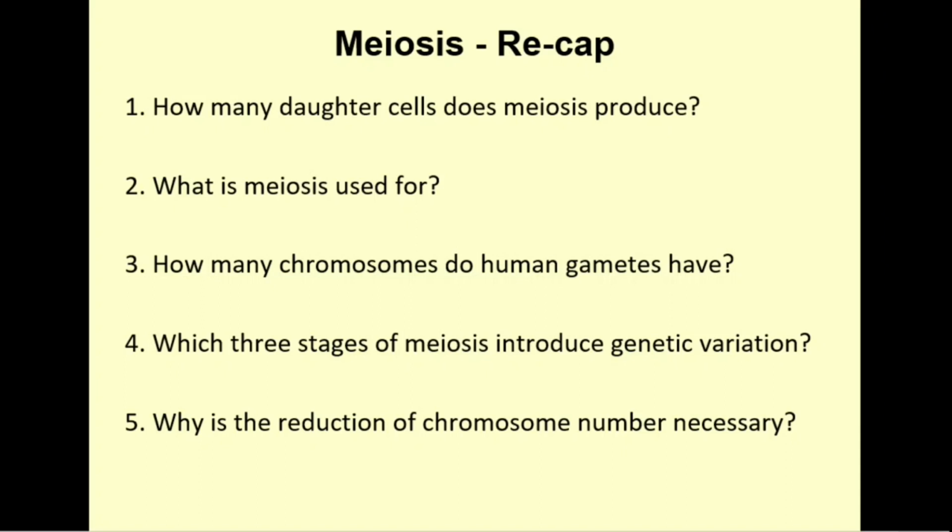Question number 2, what is meiosis used for? So what does it make? Number 3, how many chromosomes do human gametes have? Number 4, which 3 stages of meiosis introduce genetic variation? And then number 5, why is the reduction of chromosome number necessary? Okay, so have a go at answering those 5 questions. I'll give you a few minutes to answer them, and then we'll go through the answers together.